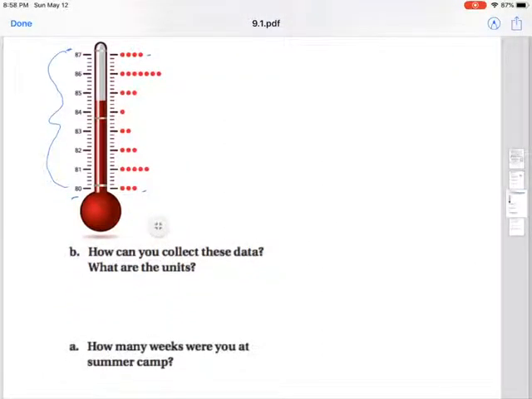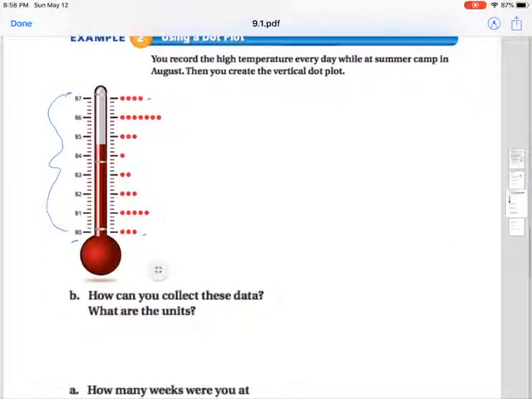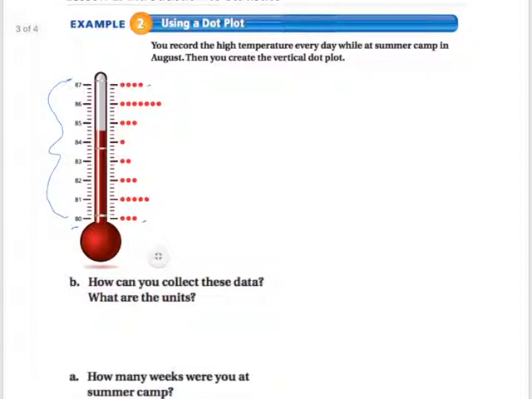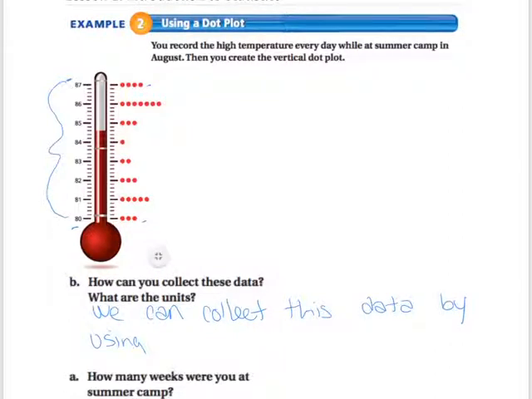So B, it asks, how can you collect these data? What are the units? Oh, I kind of have these questions out of order. So B came first, which is fine. We'll just answer that. So how can you collect these data? This is kind of an easy question because we can see the thermometer right there. And so the way that we would collect this would be by using the thermometer. So we can say, we can collect this data by using a thermometer.